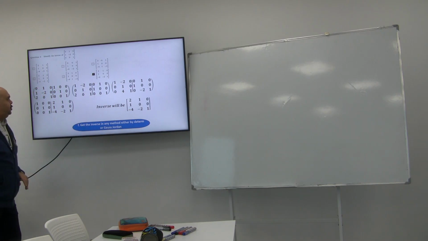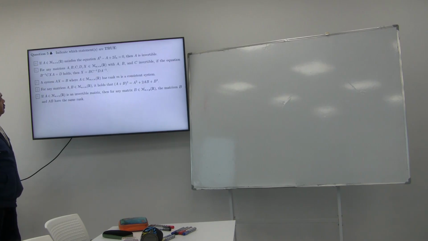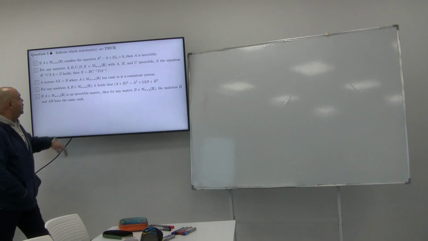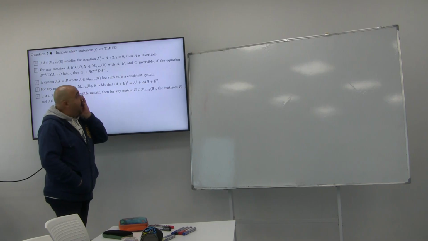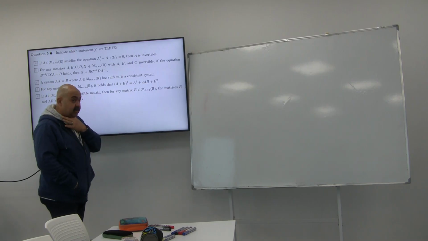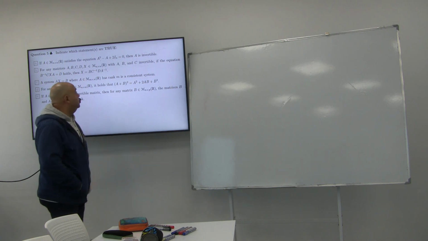A very direct question, and there are no ideas about how to go through it. Once more, question number 5 is asking you to indicate which statements are true. If A is a square matrix satisfying the equation A squared minus A equals 2I, then A is invertible. So he is telling you that A should satisfy this equation, and from this, start to think how to prove that A is invertible. So the first question will need work from you.